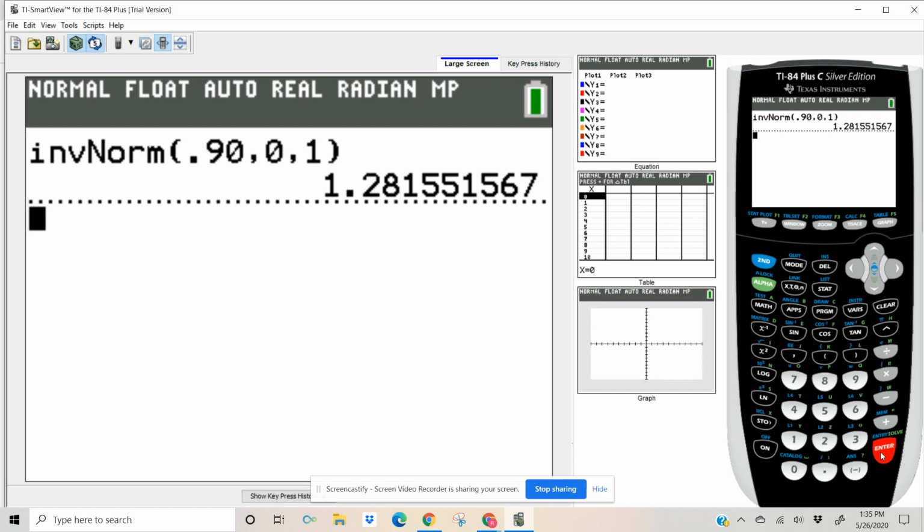90% of the values are less than that. 90% of the values have a z-score of less than 1.28. Remember, z-scores can go all the way negative. So that's not from 0 to 1.28, that's from negative infinity to positive 1.28. 90% of the values are less than the z-score of 1.28.